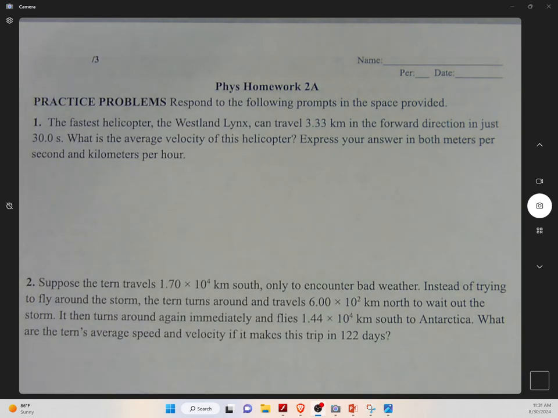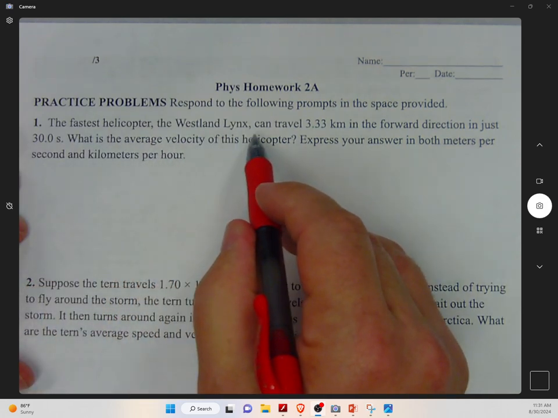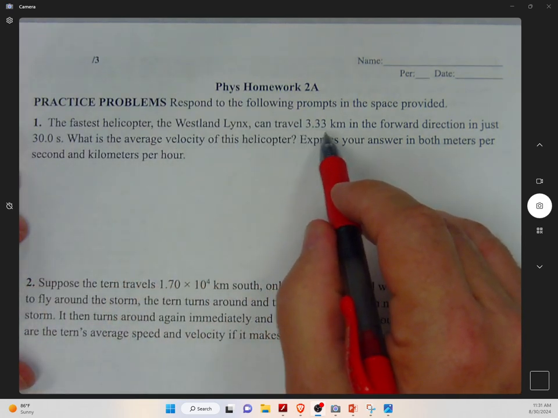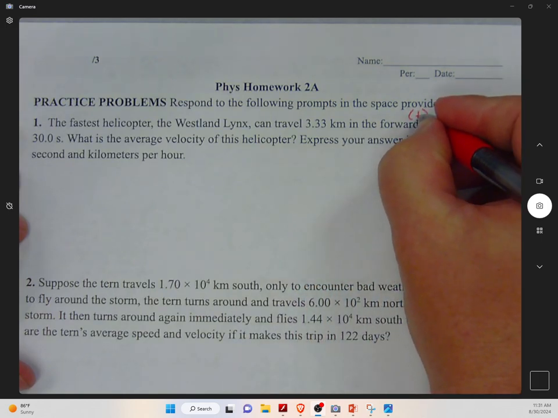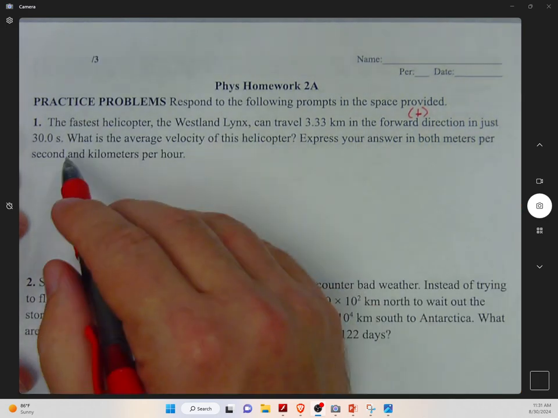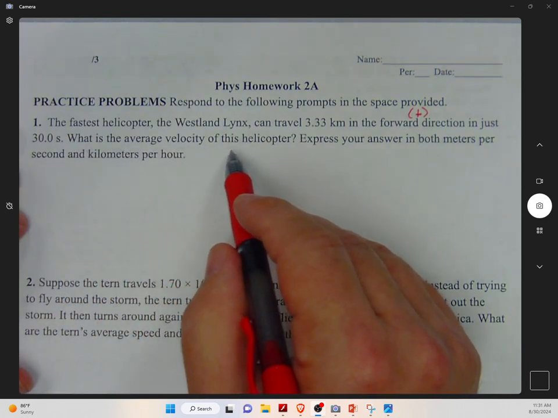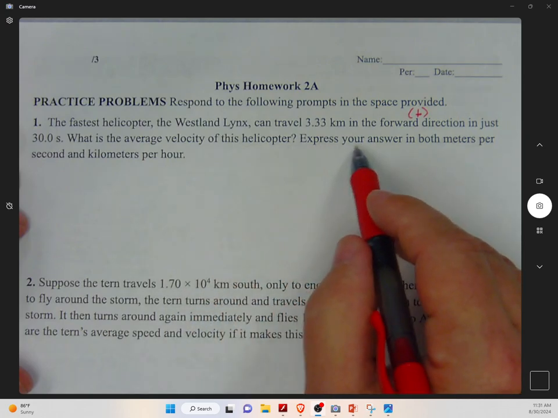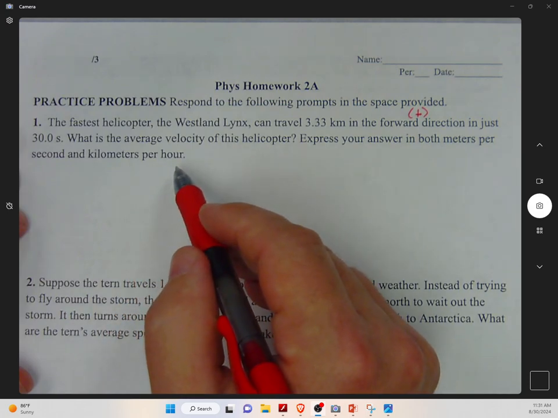So I'm going to go over number one here. The fastest helicopter, the Westland Lynx, can travel 3.33 kilometers in the forward direction. Okay, so we're just going to refer to that as the positive direction in just 30 seconds. What is the average velocity of this helicopter? Express your answer in both meters per second and kilometers per hour.